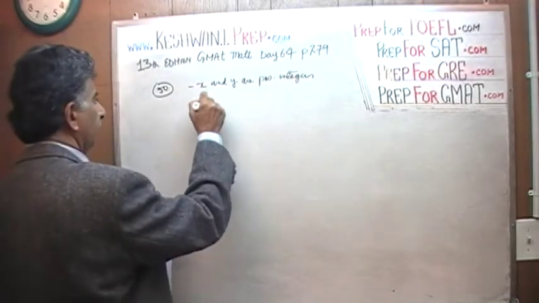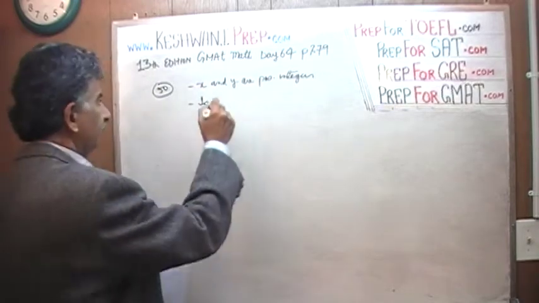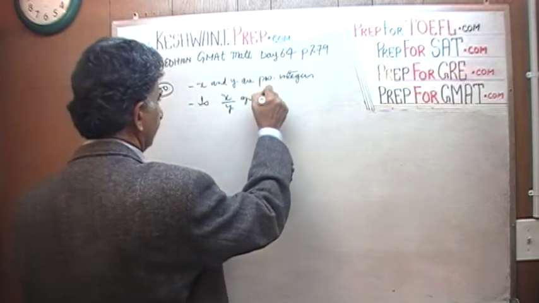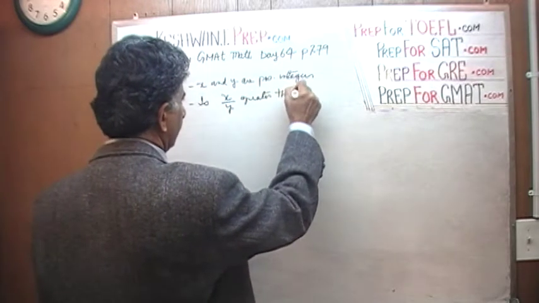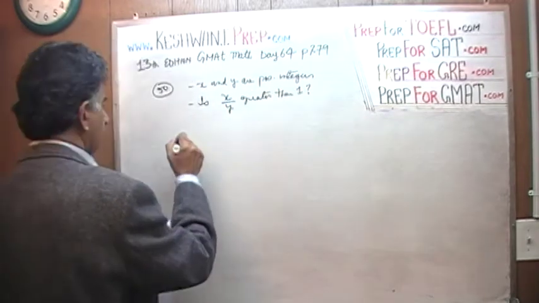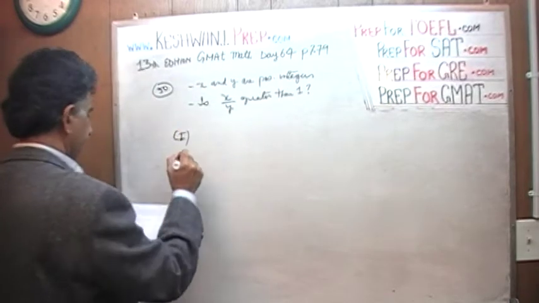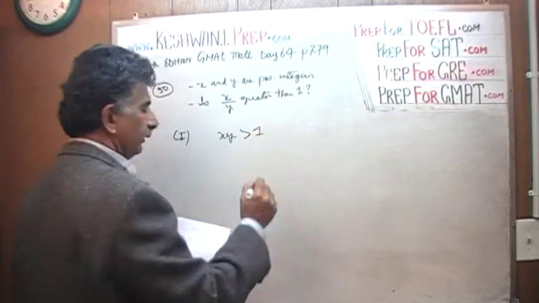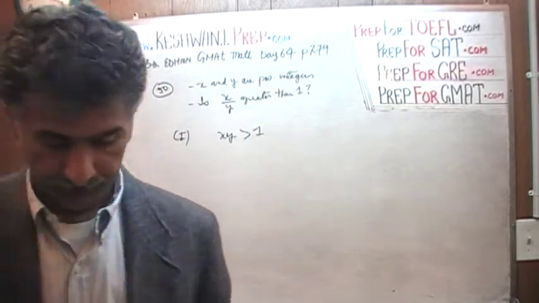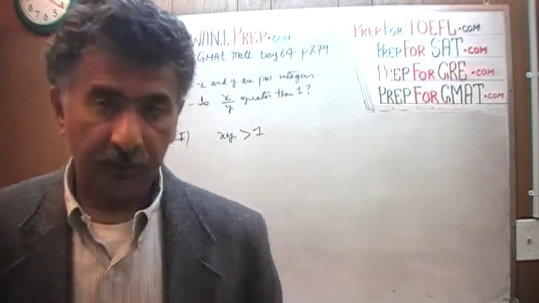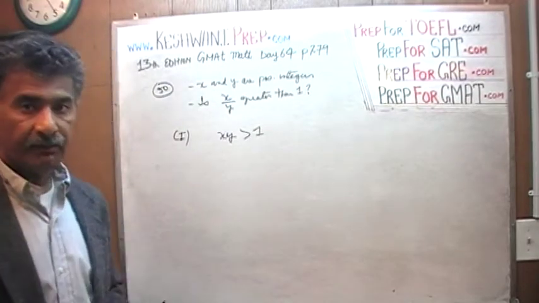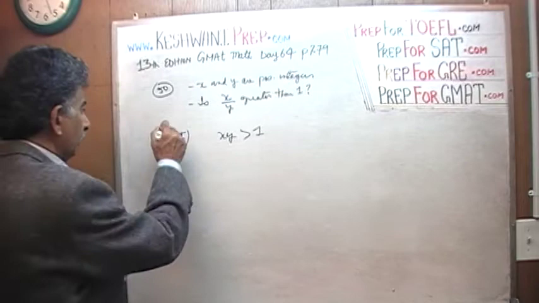The question simply is, is x over y greater than 1? That's all it is. In the first statement they tell us that their product is greater than 1. Well, knowing that their product is greater than 1, does that tell us whether x divided by y is greater than 1? Of course not. This statement is no good.